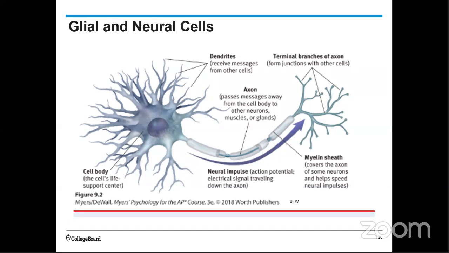So this is a motor neuron. It has myelin, so that myelin sheath that covers the axon is what speeds the action potential and helps to send the message faster. One of the things that is part of multiple sclerosis, of course, is the destruction of the myelin. So myelin destruction is related to MS.